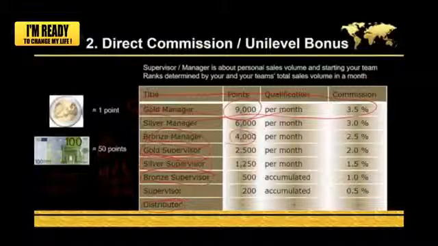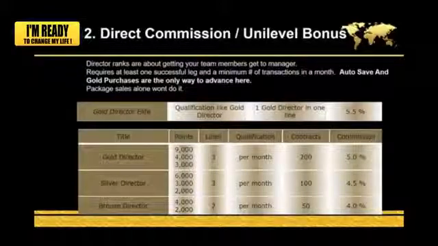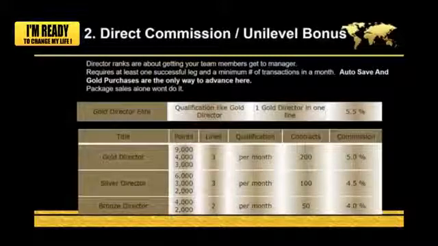And the minute you hit a director rank, you lock in the gold manager forever. So let me show you how this goes. Okay, so these are the director ranks. To get to director, directors are all about getting your team members to manager. And it requires that you have at least 1 successful leg and a minimum number of transactions in the course of a month. Okay, so check this out.